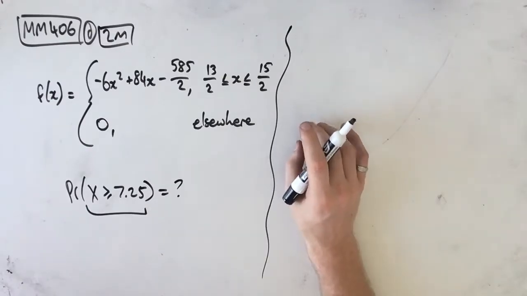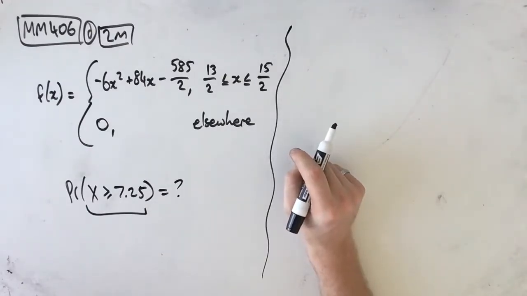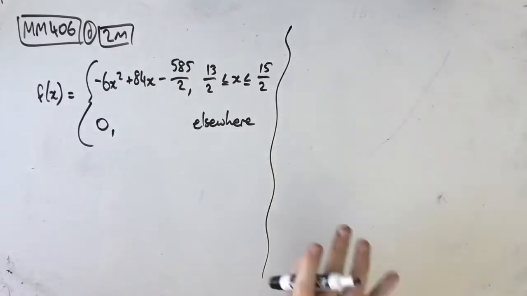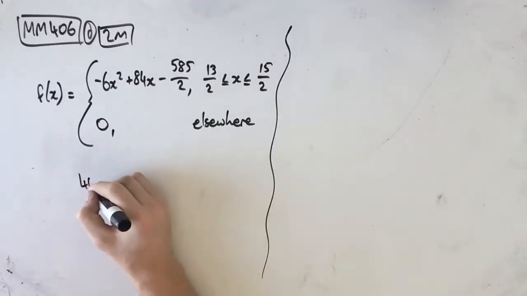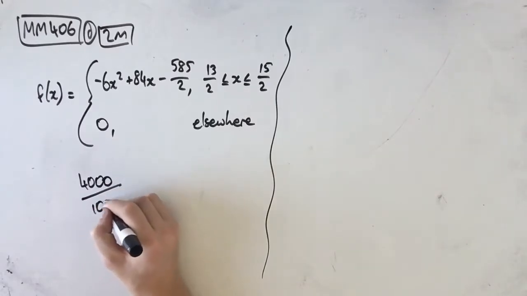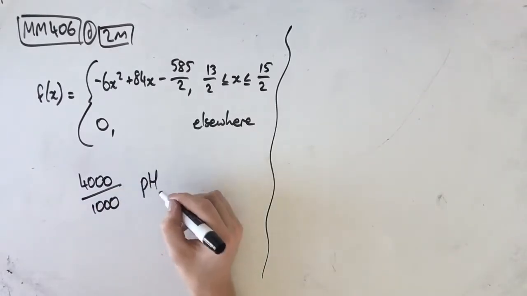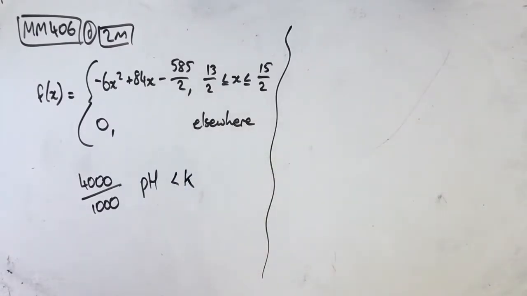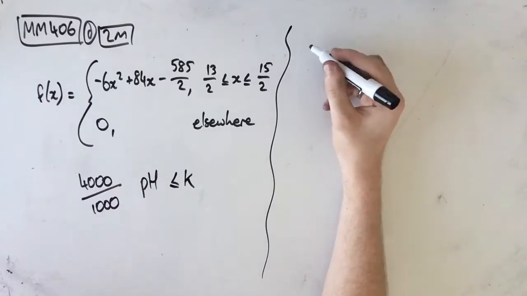We're told the orchard has a total area of 10,000 square meters. 4,000 square meters of orchard have a pH level of K or less. Okay, so 4,000 out of the 10,000 has a pH less than K, or less than or equal to K, I should say. So we're trying to find this value of K.